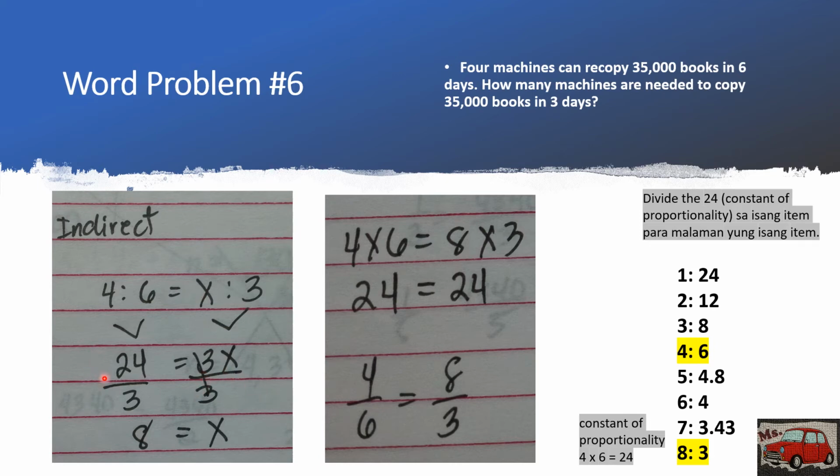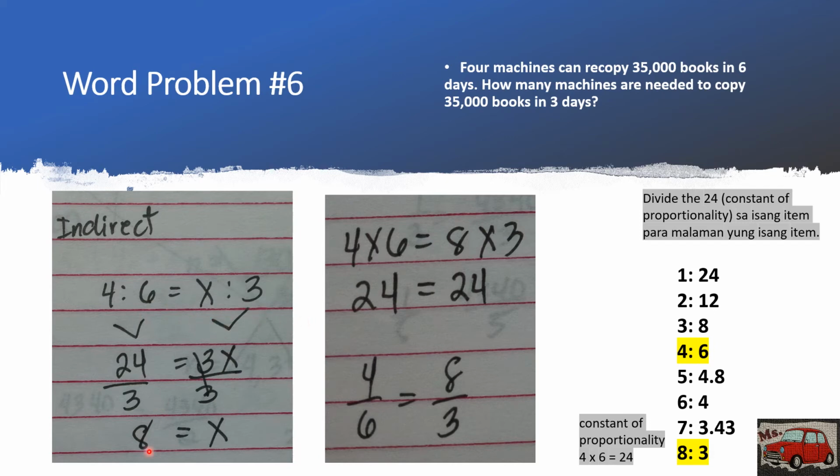So divide natin yung 3 by itself para ma-cancel. And then ang matitira na lang si x. And then divide din natin to sa 3 and the answer is 8. Okay? So it means it takes 8 machines para matapos in 3 days. Okay? So 4 machines, it takes 6 days. And then 8 machines, it takes 3 days.